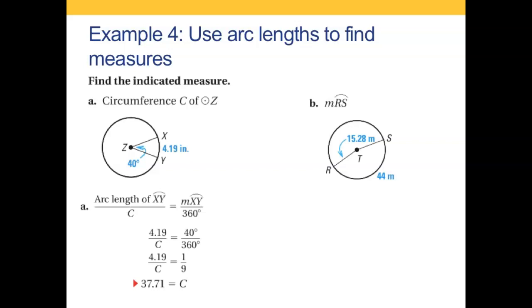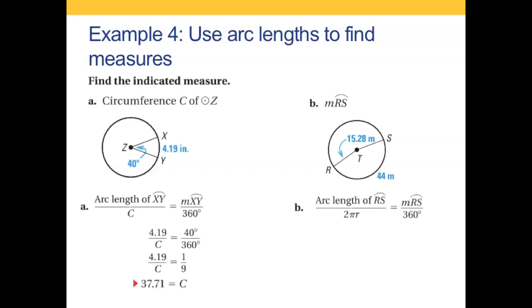Let's look at part B. So here, we're trying to find the measure of arc RS. So we're trying to find a degree measure. Again, I'm going to start by writing down that proportion. So remember, it's always a part to a whole. So we'll start with the arc length of RS over 2 pi r, which is equal to the measure of RS over 360 degrees.